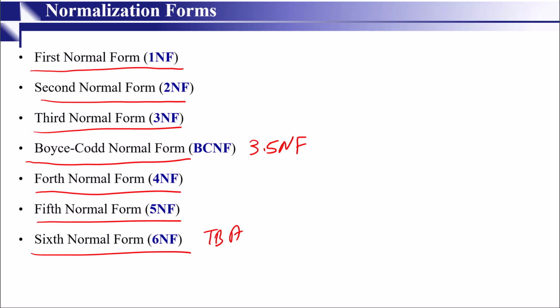Each form builds on the previous one, addressing a specific type of anomalies and dependencies to ensure a robust database structure. We are going to explore each of these normalization forms in detail in order to understand their role in eliminating redundancy and also ensuring consistency.